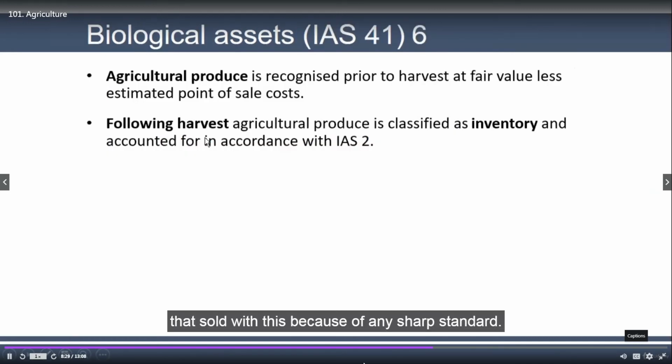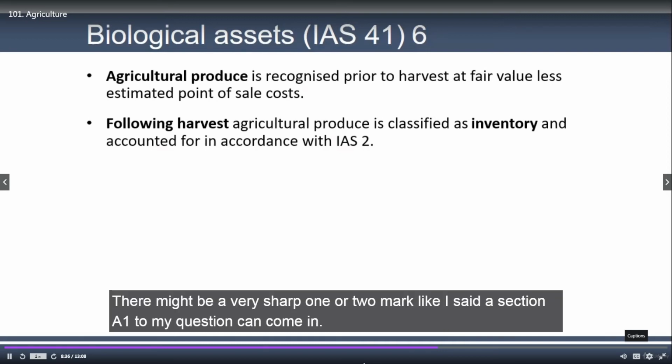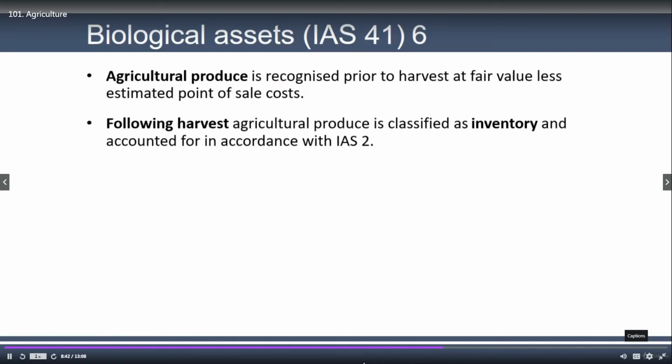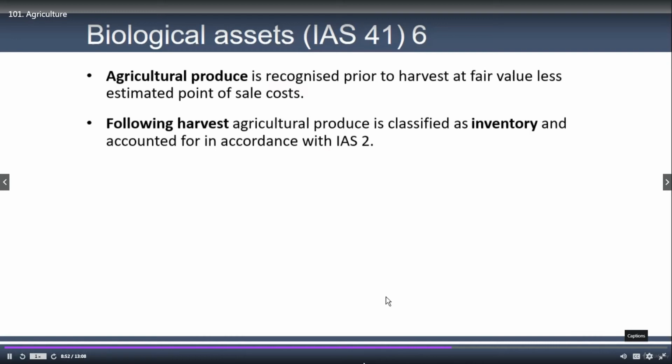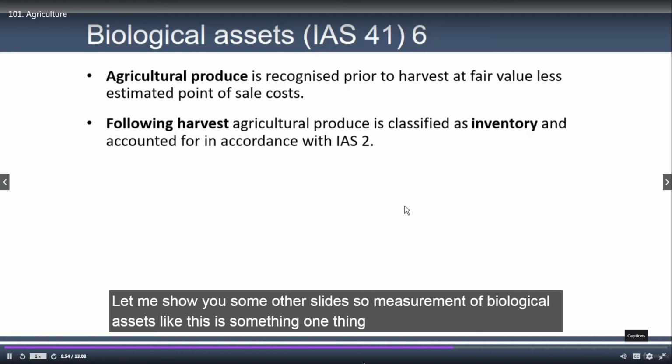And that's all with this. It was a very short standard. You just need to know the terminology. There might be a very short 1 or 2 mark question, like I said, in section A. It's not something very difficult or technical which we need to do. Yes, I do want to give you some additional knowledge on that, which may be helpful. Let me show you some other slides.